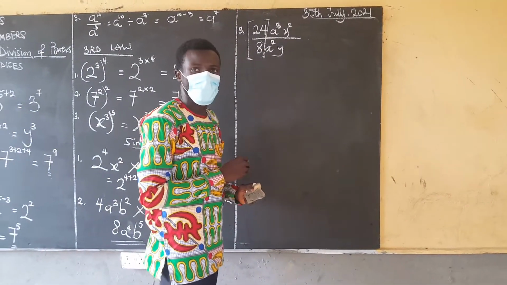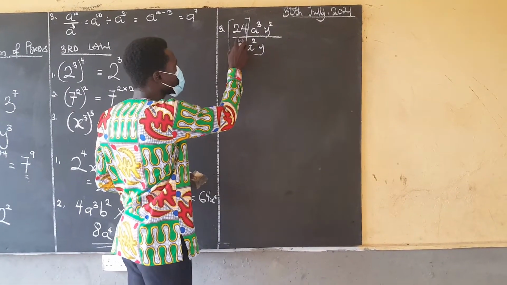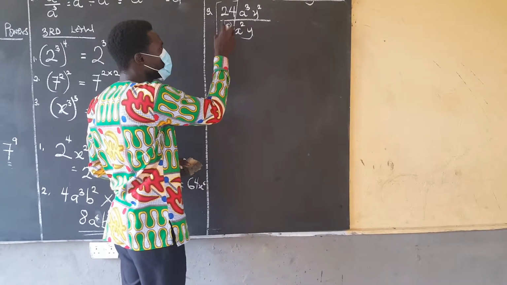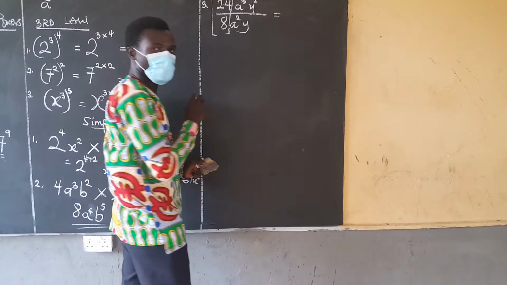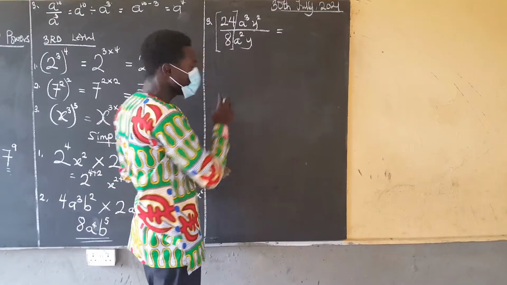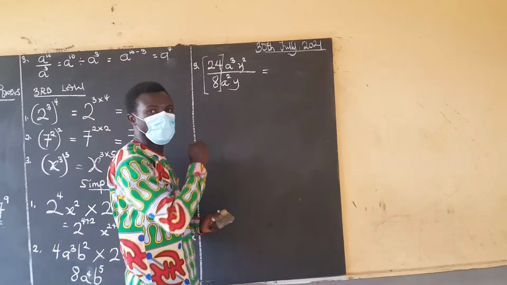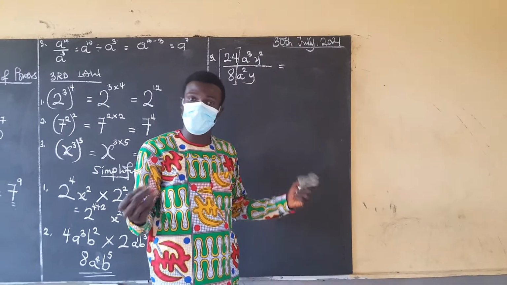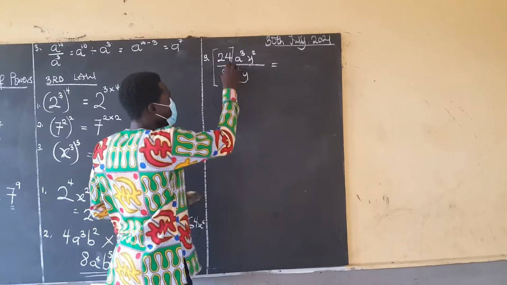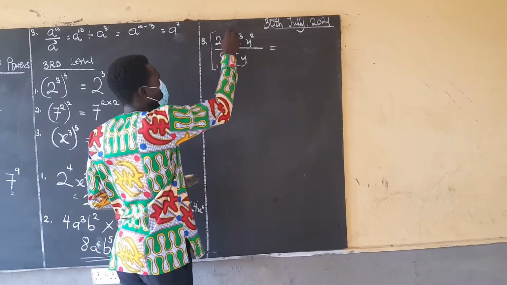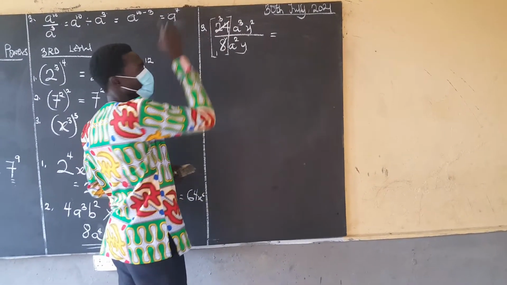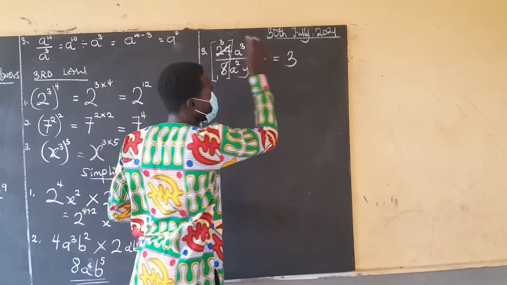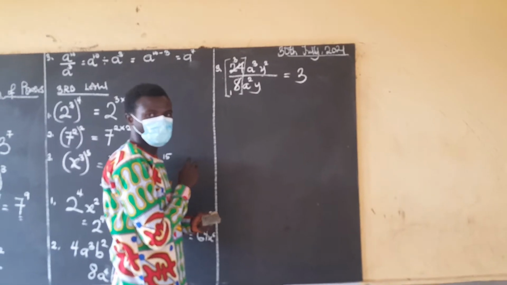Now, look at 24. You have 24 divided by 8. If you have 24 and you are dividing by 8, it means how many times will 8 go into 24? 8 1 is 8, 8 2 is 16, 8 3 is 24. So it means 8 will go into itself 1 and 8 will go into 24 3 times. So for the numbers, I was able to get 3.